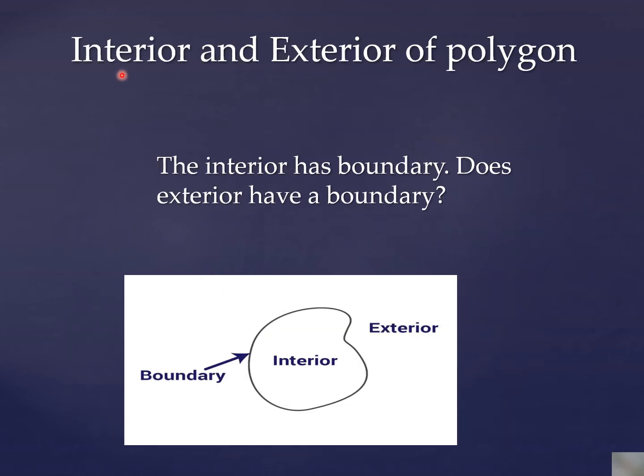Then we are coming to interior and exterior of a polygon. Now the word itself tells you that interior means inside the curve or any figure, and exterior means outside it. And this is the boundary of the curve or figure. So the interior has a boundary. Does exterior have a boundary? That question arises. So if this is the exterior of this curve, does it have any boundary? Please think about it.